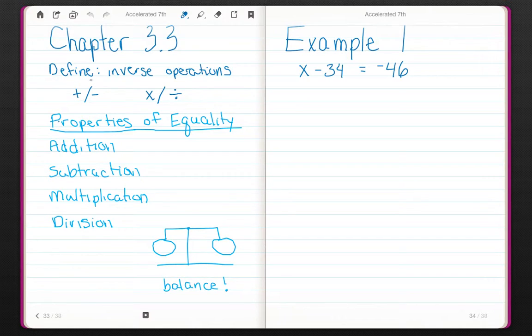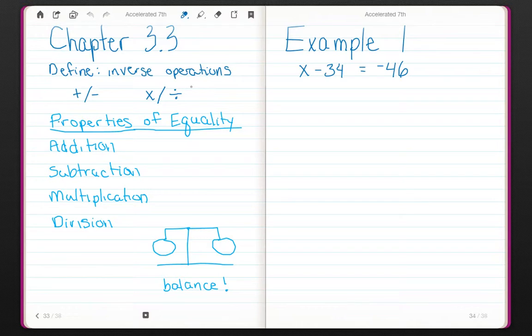So first we need to define inverse operations. Inverse operations are operations that undo each other in order to get the variable alone. So addition and subtraction are inverse operations, and multiplication and division are inverse operations.